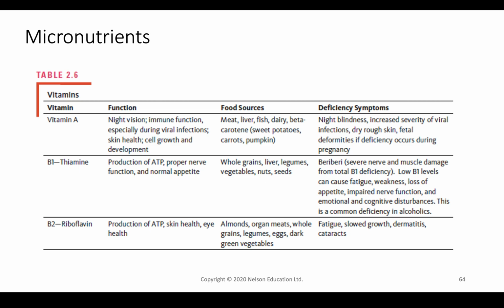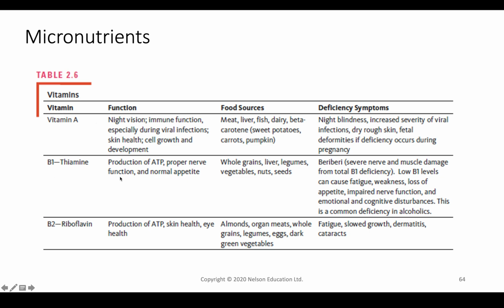Or if anyone's ever seen Schindler's List, the man ran away and had really bad night vision because of the fact that they had been starving for a while, so he didn't have enough vitamin A. And so deficiencies in vitamin A leads to night blindness and can also lead to increased infections and dry skin. And if a deficiency occurs during pregnancy, we can end up with fetal deformities. So we want to make sure that this is included in our prenatal vitamins.